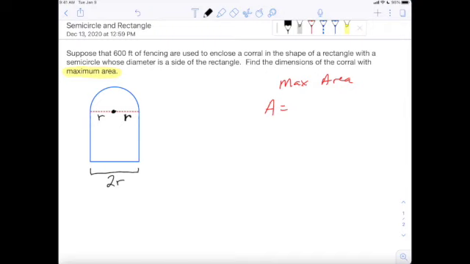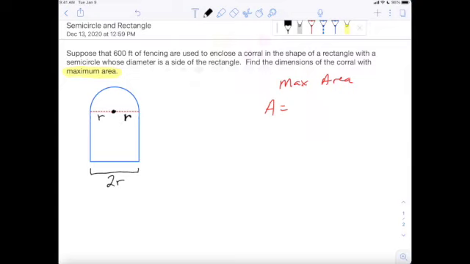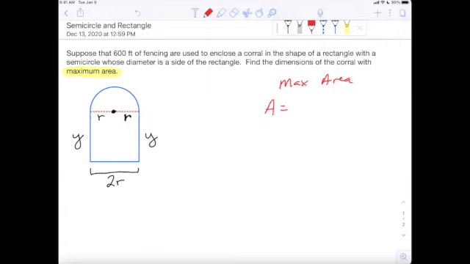Now this is not a square, so the other dimension, the width or the height of this rectangle, is just some other variable, y or w, h, whatever you like. But at least I have some variables in place now. So describing the area of this region, it's going to be the area of that rectangle, which is base times height, or 2r times y, plus the area of that semicircle, which is 1/2 of pi r squared.